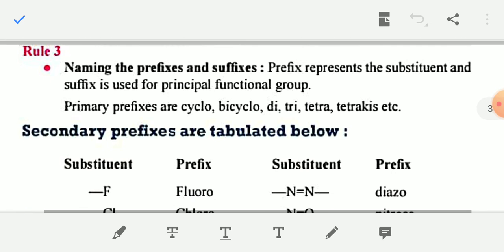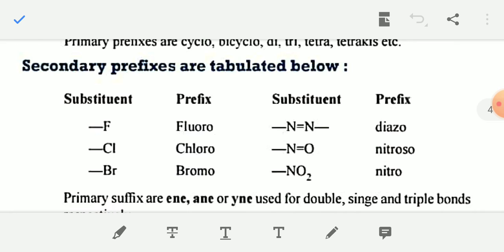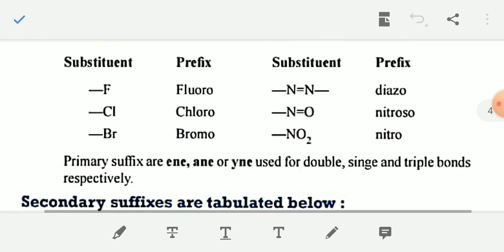And rule 3, naming the prefixes and suffixes. In prefixes, mainly you have to use the name of the side chain and the name of halogen, halide, that is fluoro, chloro. There are 2 types of prefix, secondary prefix and primary prefix. So substituent prefix: if substituent F, fluorine, is present, then you have to use the prefix fluoro.